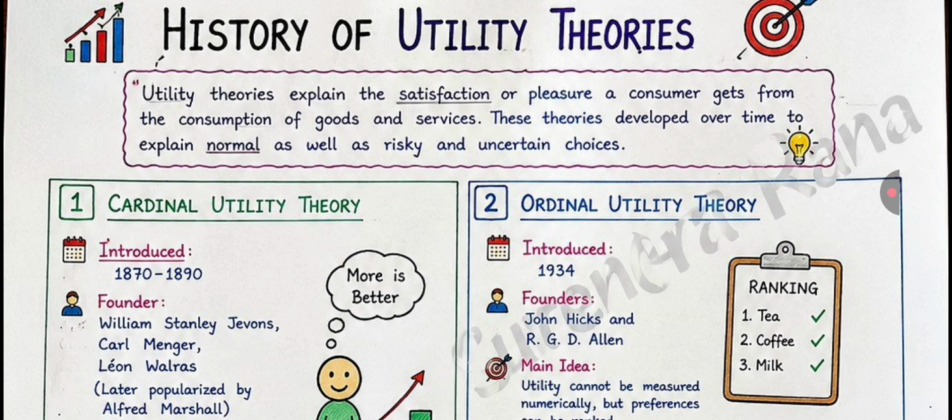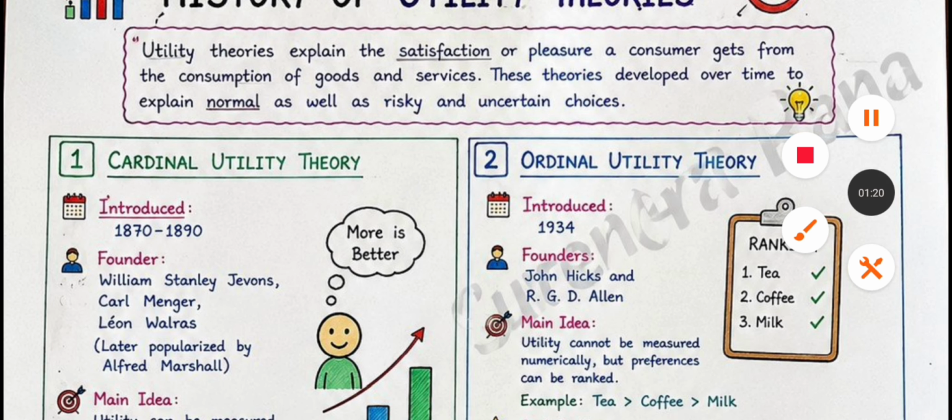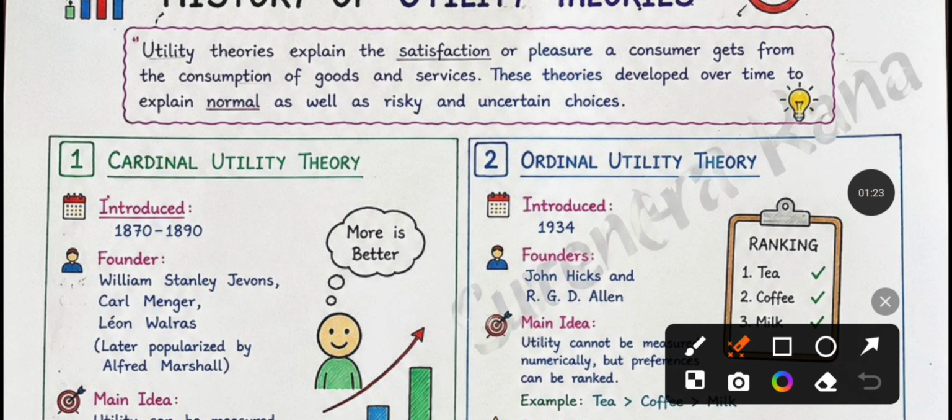First is cardinal utility theory. Let's know what cardinal utility theory is. This theory was developed between 1870 and 1819 by William Stanley Jevons, Karl Marx, and Leon Walras. Later, Alfred Marshall popularized it.